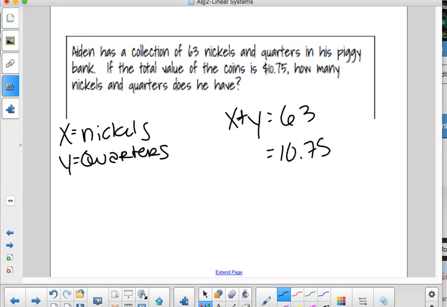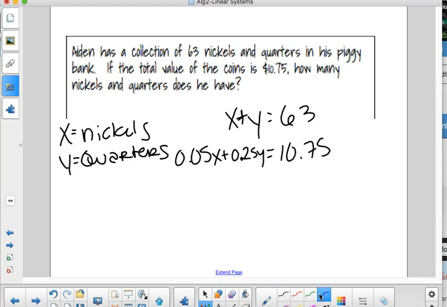$10.75. To get that, his nickels, each nickel is worth how much? 5 cents. So since this is written as a decimal, that's how much a nickel is worth, 0.05. How much is a quarter worth? 25 cents. That's our second equation.